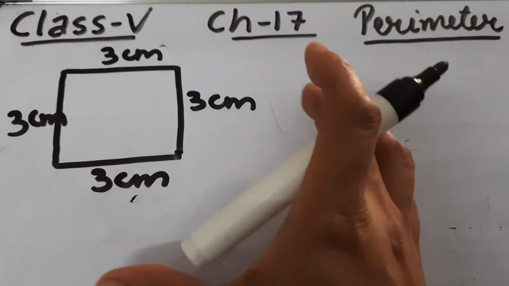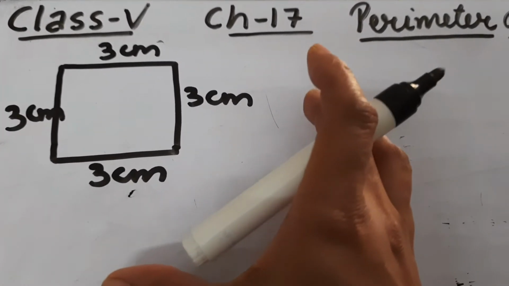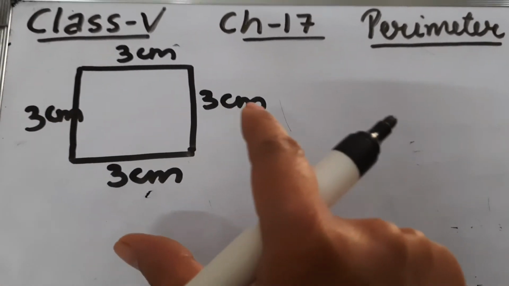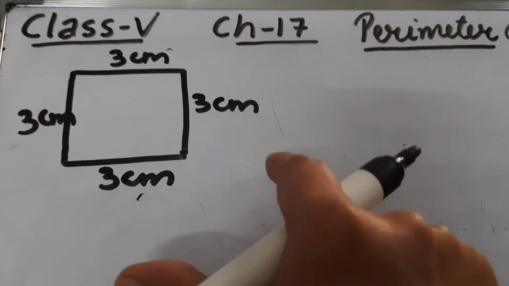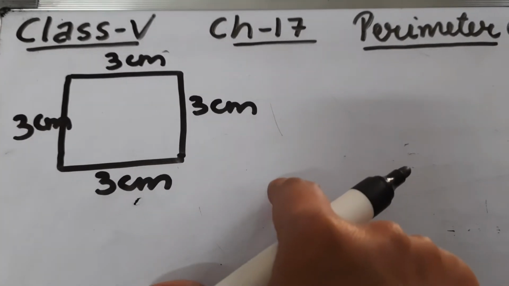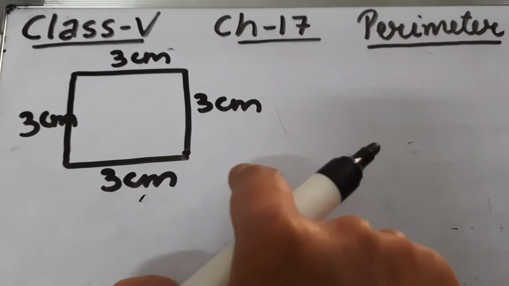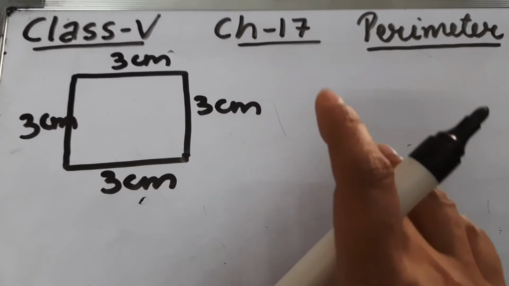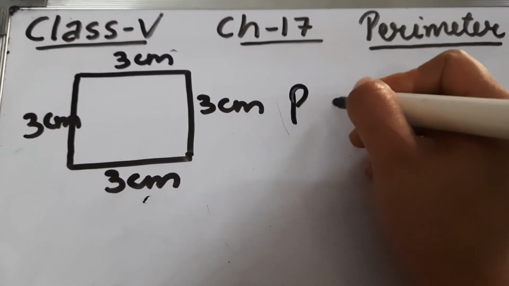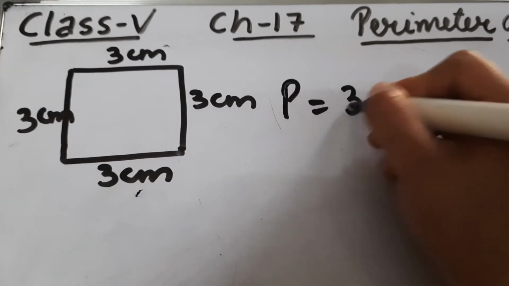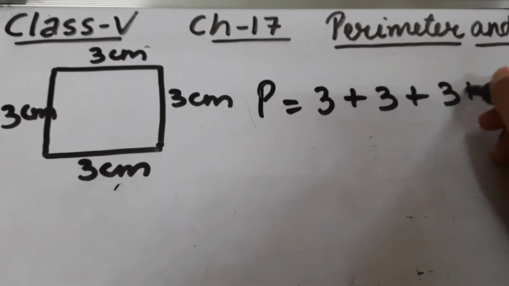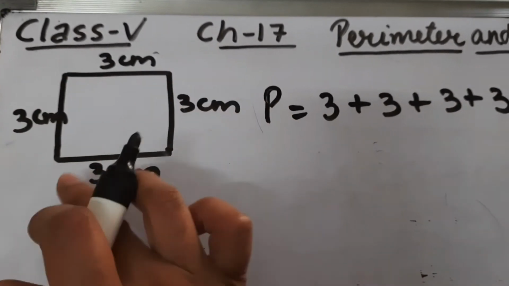If I have to find the perimeter of this figure, then what we do? See, all the sides are equal and I have explained you that perimeter is sum of the lengths of the line segments forming the figure. Okay, perimeter is length of the boundary, or you can say sum of the lengths of the line segments forming the figure. So what will be the perimeter of this figure? This figure's perimeter will be 3 centimeters plus 3 plus 3 plus 3. We will add all the lengths of the sides.